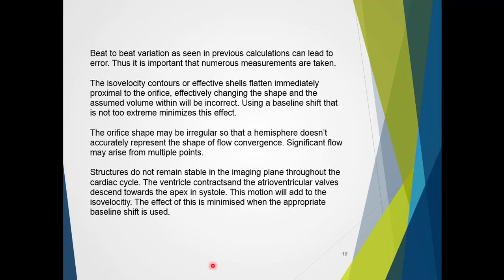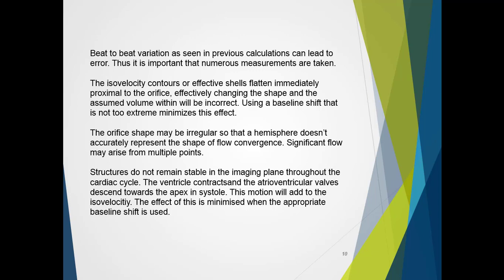There are also considerations for determining hemispheres. The isovelocity contours, or effective shells, flatten immediately proximal to the orifice, effectively changing the shape, so the assumed volume within will be incorrect. Using a baseline shift that is not too extreme, i.e. a high velocity prior to aliasing, minimizes this effect. Additionally, the orifice shape may be irregular, so the hemisphere doesn't accurately represent the shape of the flow convergence.